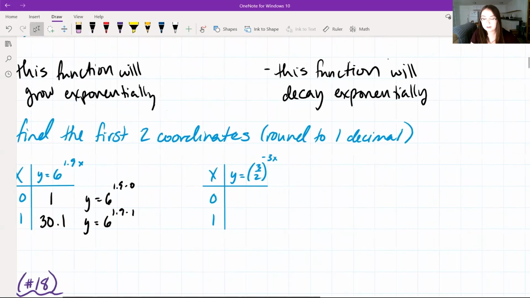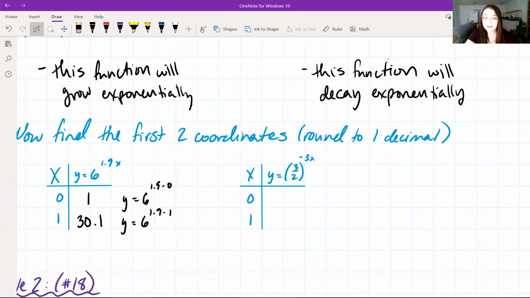Now we can move on to our second part here. So we have x, once again, 0 and 1, and then we have y, or f of x, equal to 3/2 to the power of negative 3x. And once again, we're going to try 0 and 1. So when we plug in 0, we'll get 3/2 to the negative 3 times 0 power. Anything times 0 is 0, so this is technically y is equal to 3/2 to the 0 power. We know anything raised to the 0 power is just going to equal 1. So we have 1 there as well.